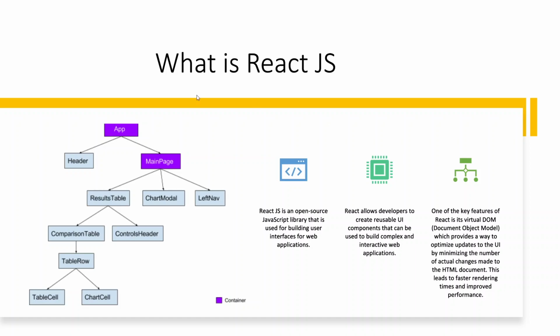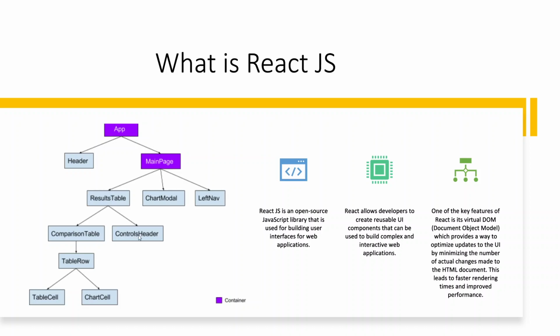As you can see on the left side, I have shown a diagram which shows the component architecture of React.js. At the top we have the app component. This is the main root component of the website, right? In that app component we have sub components. For example, we have the header component, and then we have the main page. The main page consists of three parts, right? Results table, chart model, and left navbar. Then again the results table is divided into two separate components, comparison table and control header.